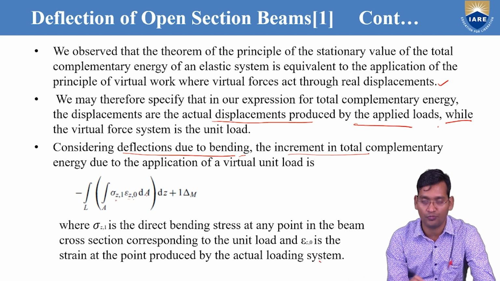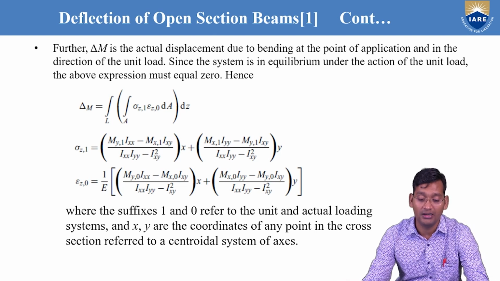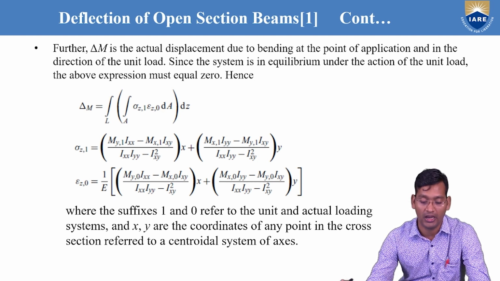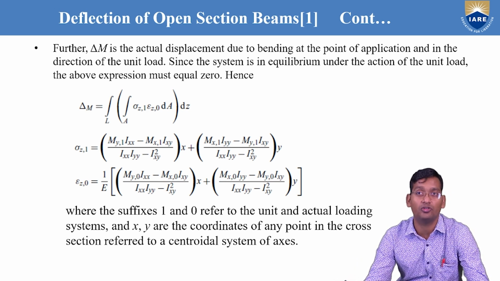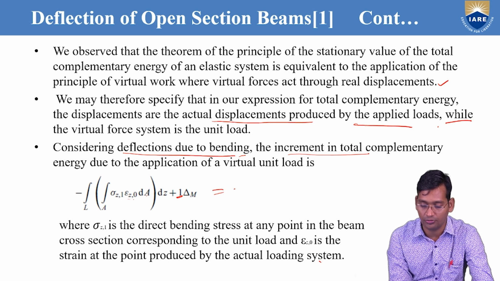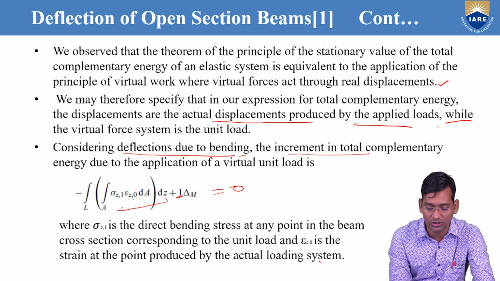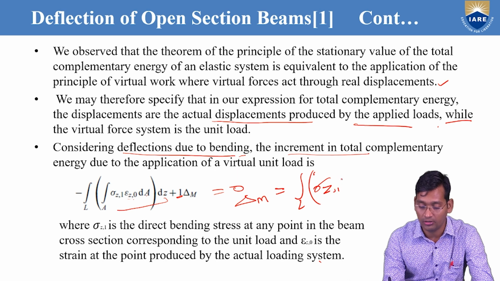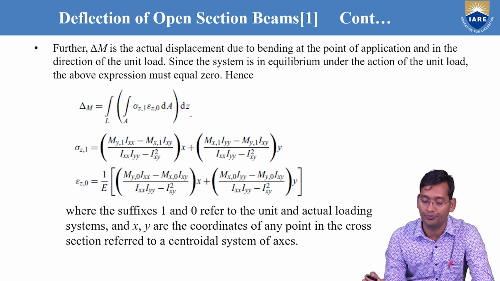Further, delta M is the actual displacement due to bending at the point of application and in the direction of the unit load, which is 1. Since the system is in equilibrium under the action of the unit load, the above expression must equal 0. Taking the whole thing to the other side, the minus term becomes positive. So delta M equals the integral over L of the integral over the area of sigma z,1 into epsilon z,0 into dA, whole into dz.